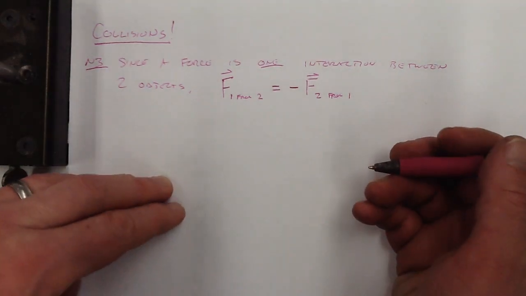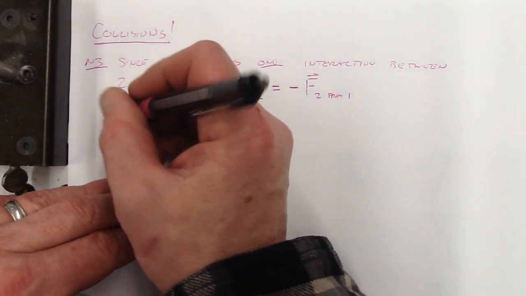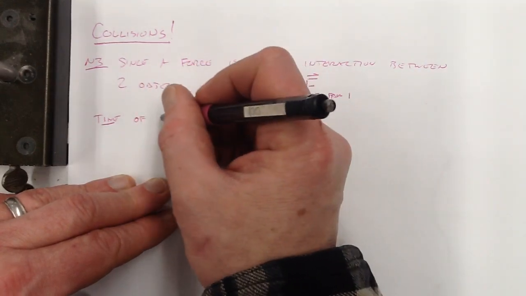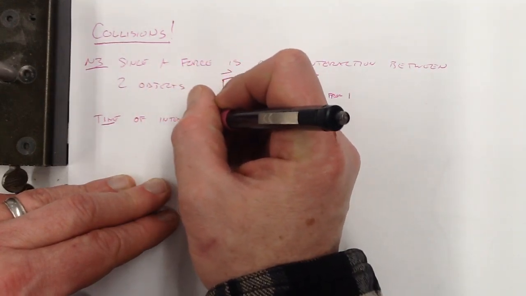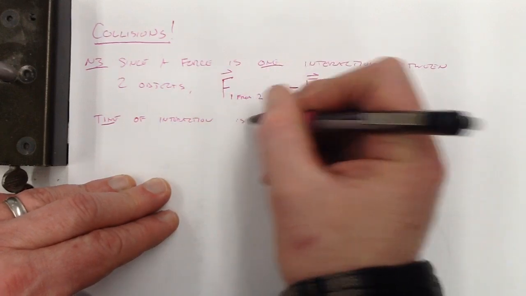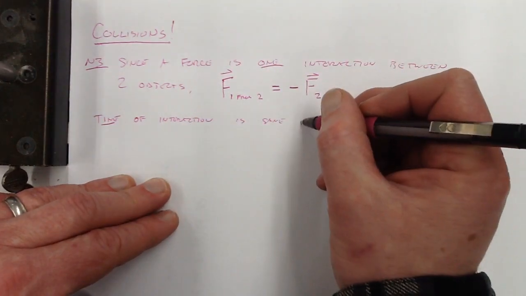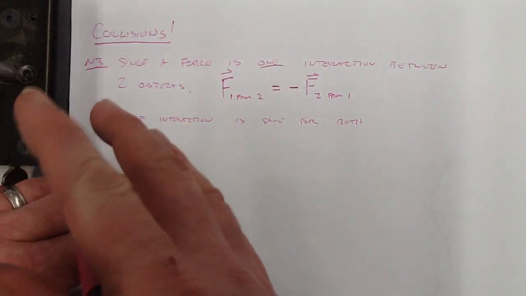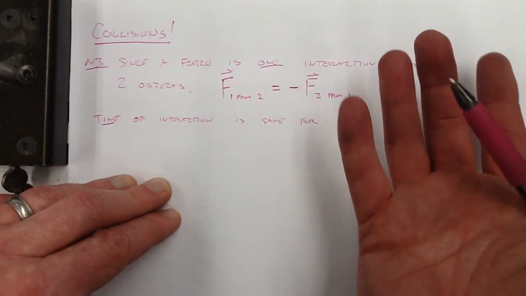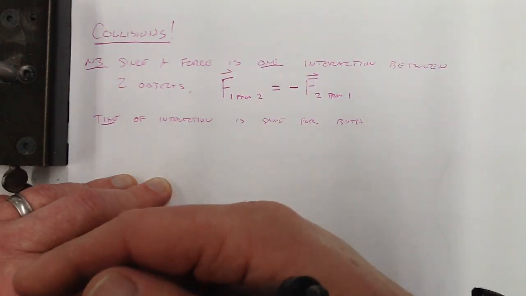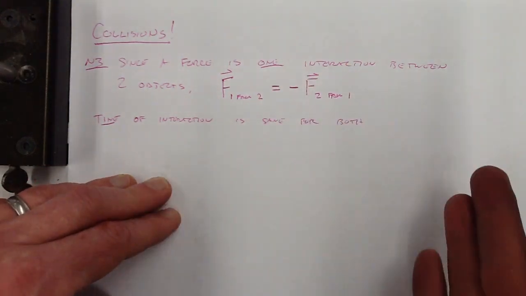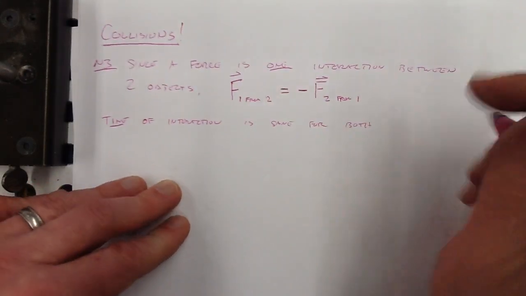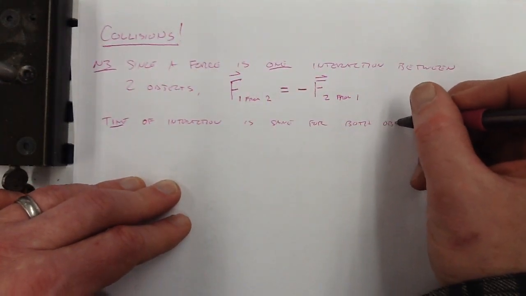So, also note that the time of the interaction is the same for both objects, right? Object 1 can't be interacting with object 2 for a second, while object 2 is interacting with object 1 for only half a second. The duration of the interaction, just like the force, has to be the same for both. Time of the interaction is the same for both objects.